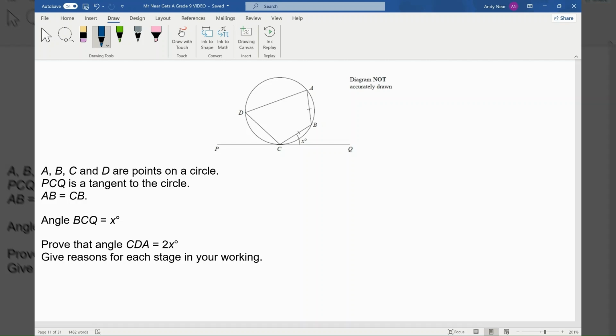So I've got to prove that if angle BCQ, which is marked as X, then angle CDA over here is equal to 2x. And again, I've got to show my working at every stage. So the first thing I'm going to do is draw in the line from A to C. Now this means that by the alternate segment theorem, this angle here is x. So angle CAB is equal to x degrees by the alternate segment theorem. And you do need to state that rule as you're working.